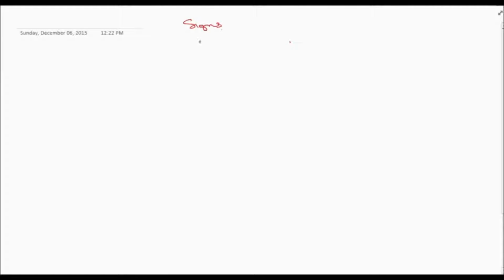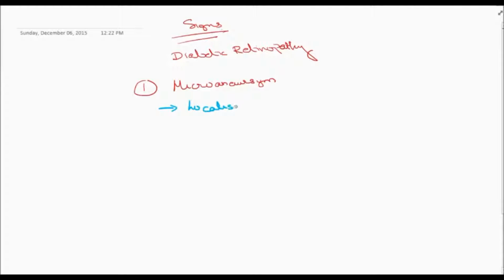Hi friends, today we are going to discuss the first sign of diabetic retinopathy, which is called microaneurysms. Microaneurysms are very commonly found even in mild cases of diabetic retinopathy and form a very important diagnostic feature for mild NPDR. They form as localized outpouchings which are usually circular in shape.